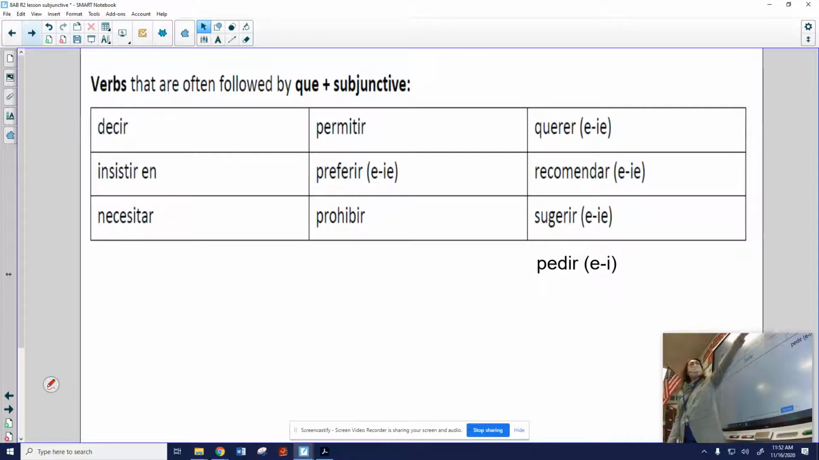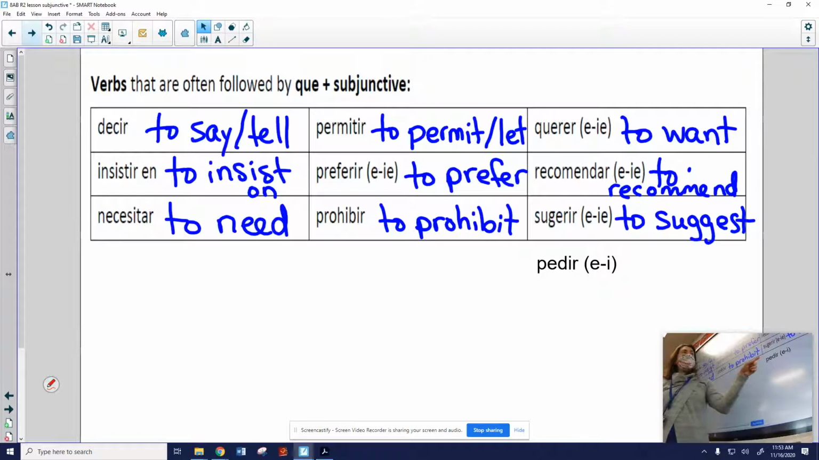Continuamos. Here are a whole bunch of verbs in Spanish that are oftentimes followed by the subjunctive mood. A lot of these you already know, and we've talked about, and some others are cognates, and you can probably guess what they mean, right? And then pedir is not on your paper, but it's a good one to add because it's also kind of common. Pedir, you might remember from Spanish 1 when you were learning about ordering food in a restaurant, means to order or to ask for.